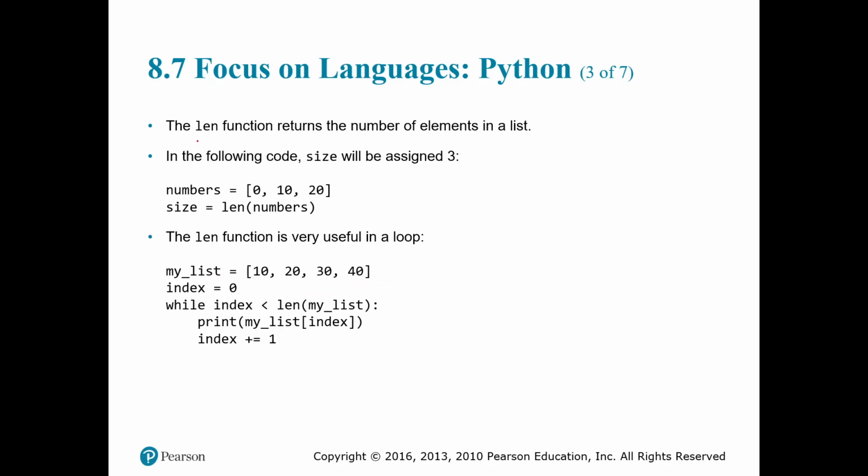Another useful function called len, that stands for length, will just return how many numbers you have in that list, how many elements you have in that list. So for example, here, size will be 3, because how many elements do we have in this array? 1, 2, 3. So this size, after we use our function len on our array numbers, is going to return 3, and size will equal 3.